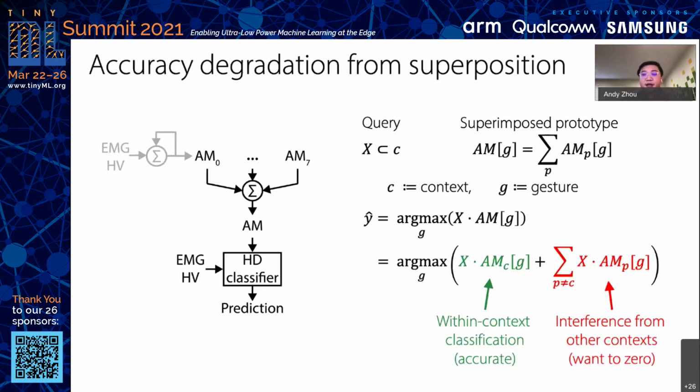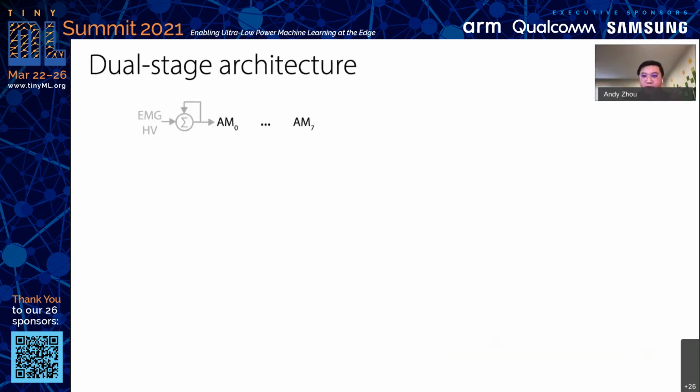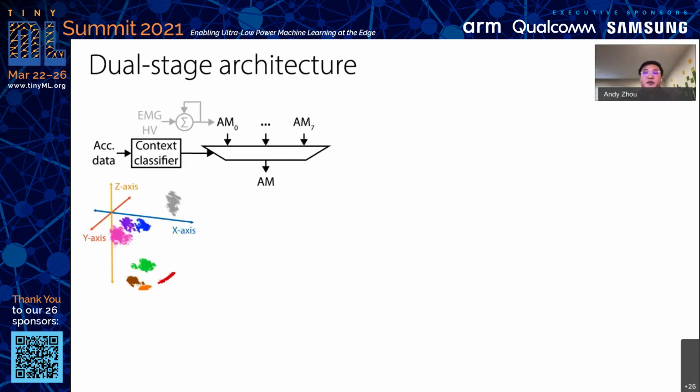In the simplest method, isolation can be achieved by getting rid of the superposition step altogether. And this is what we describe as a dual stage architecture. So here we show our separately trained associative memories that are specific to each context. And instead of superimposing them, we're going to keep them separate. During deployment, we select which associative memory we want to use with a context classifier. So for our experiments, we captured both the EMG signals as well as signals from a 3-axis accelerometer on board the device. And we can run the accelerometer signals through a simple linear classifier to determine the limb position context and select the appropriate set of parameters to then use for inference of a new query.